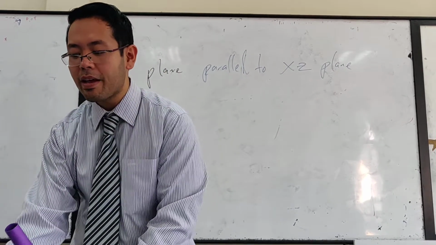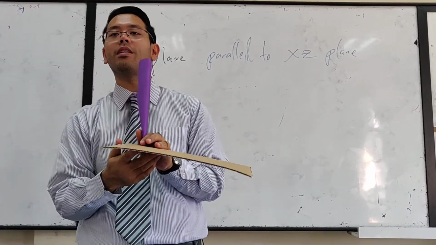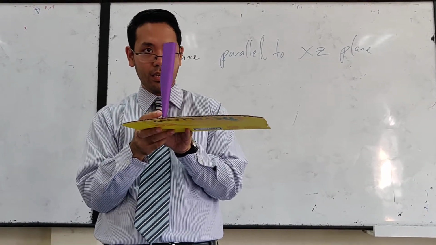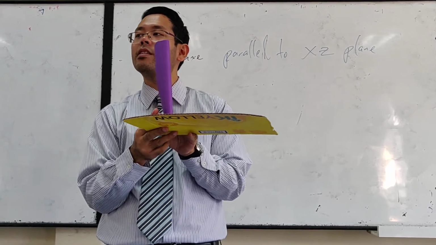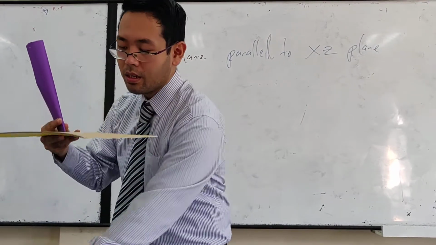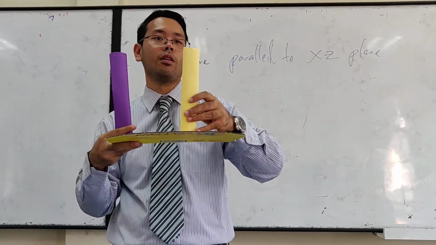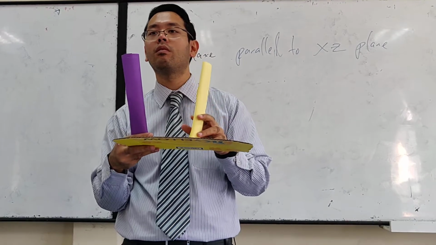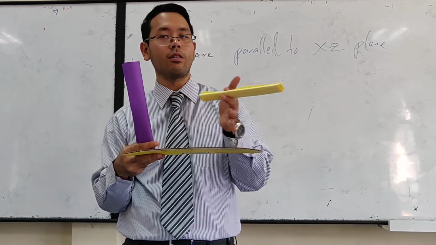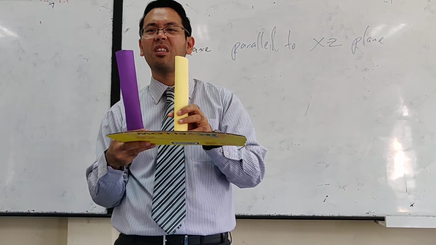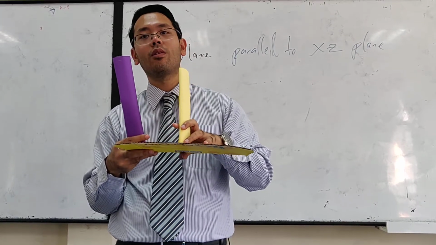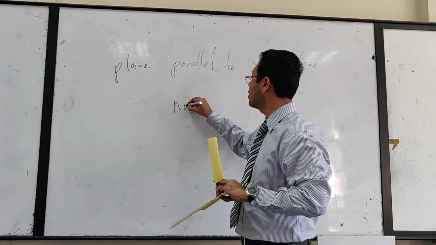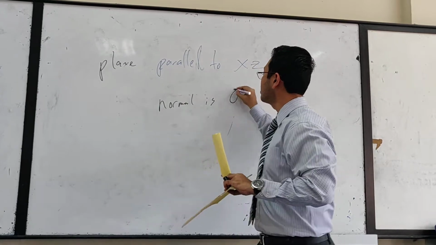Okay. So if it's parallel to the XZ plane, what does it also mean? Perpendicular to the y-axis. So what if it's perpendicular to the y-axis? What does it mean? It's parallel to its normal. Now we're taking the y-axis as what value? If the x-axis is 1, 0, 0, this one is 0, 1, 0. Okay, you understand? So the normal is 0, 1, 0.